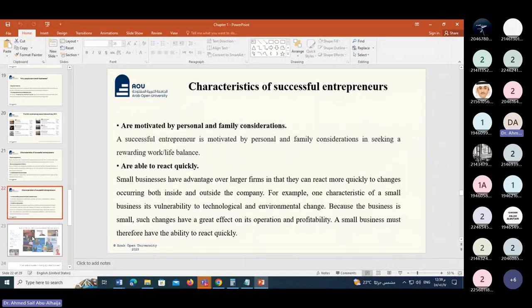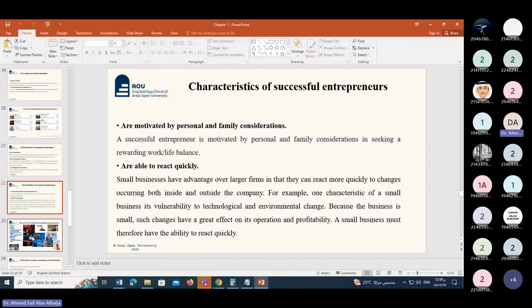Number four, motivated by personal and family consideration. Again, where does the commitment come from? From the motivation. Why are you committed? Surely you have factors that motivate you. What are these factors? I need to be independent. Okay. I need to be that rich person. I need to be famous. I want to help my family. I want to help myself. So these are your considerations.